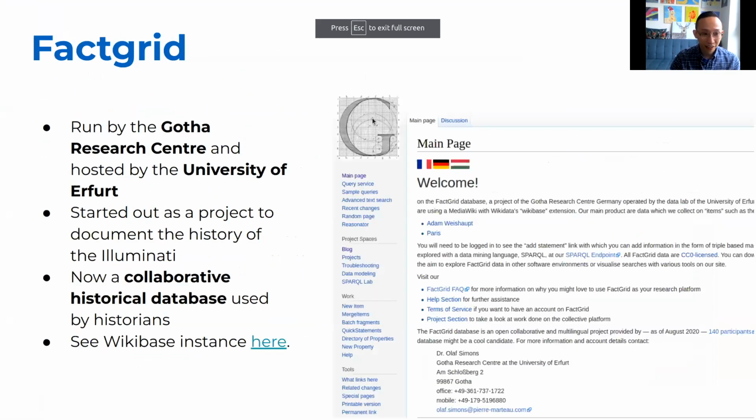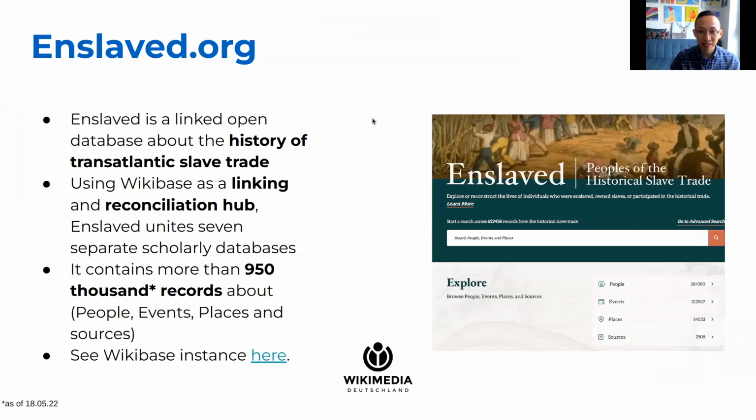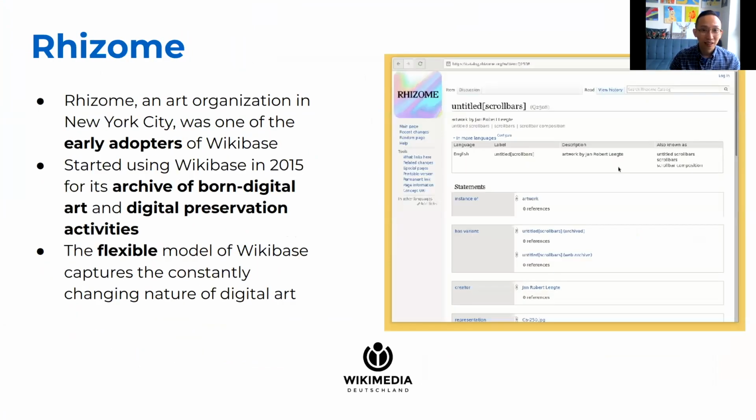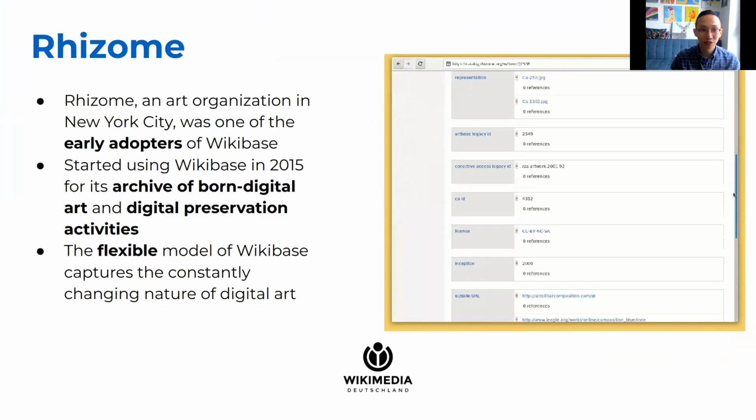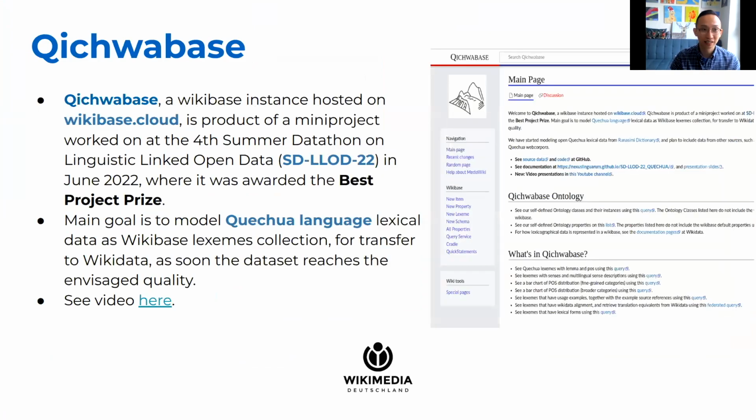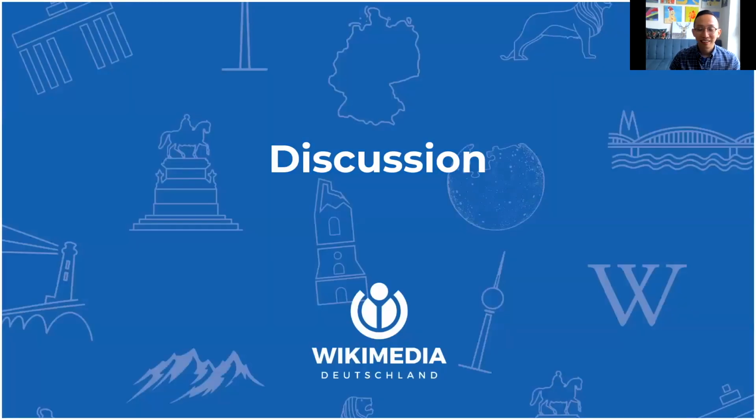So we have FactGrid as well, and slave.org, which is a very interesting database about the history of the transatlantic slave trade, using Wikibase as a linking and reconciliation hub. Rhizome, which is an art organization in New York City, was one of the early adopters of Wikibase. The Quechua base is a new Wikibase instance from Wikibase Cloud that is modeling the Quechua language.